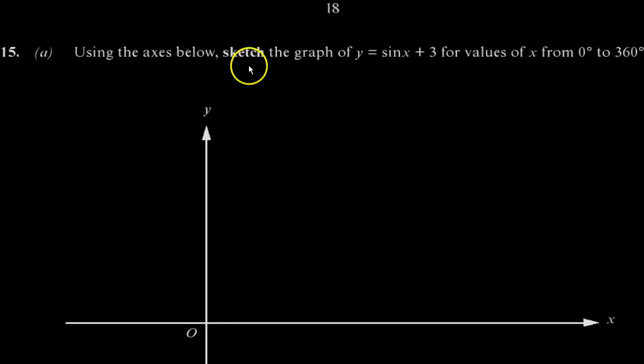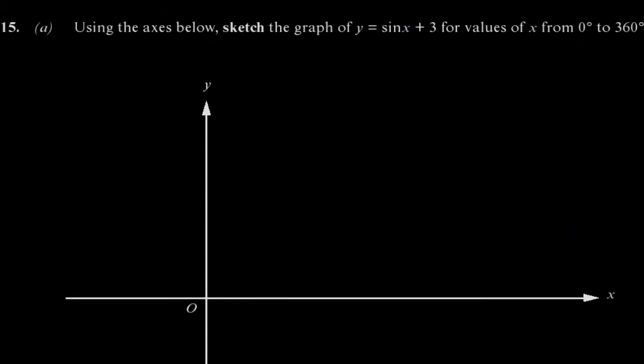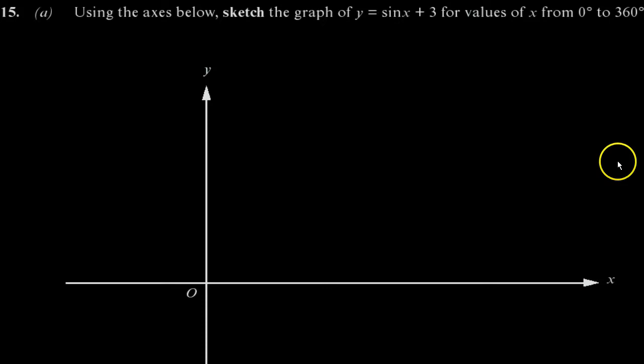Using the axis below, sketch the graph of y equals sine x plus 3 for values of x between 0 and 360 degrees. So let's have a go at that then. I'm going to sketch from 0 to 360. So let's mark off 180, and then 360 we can put here.